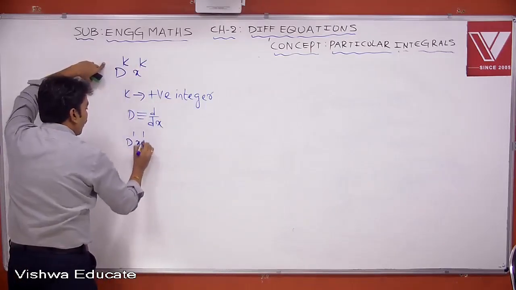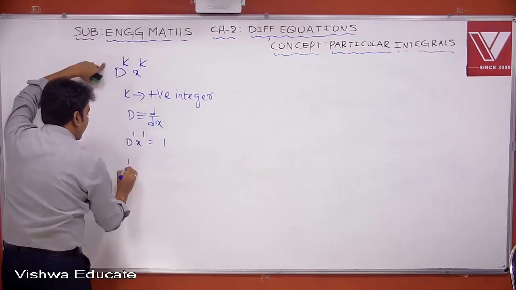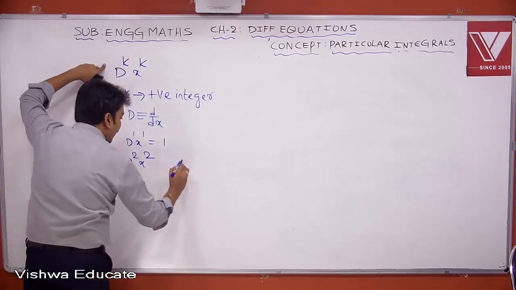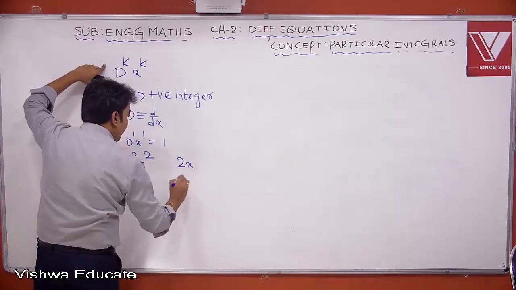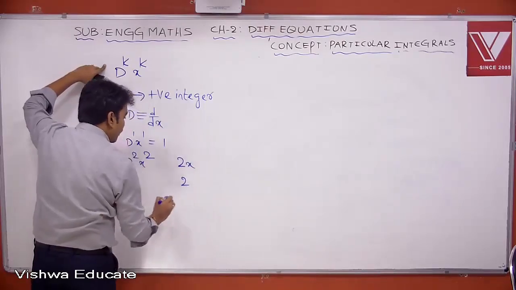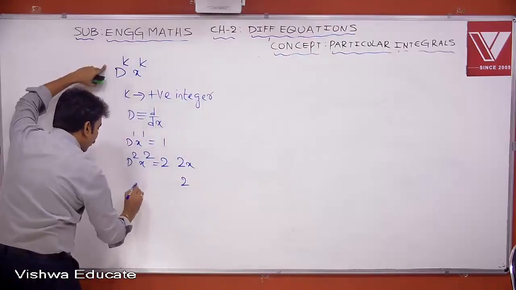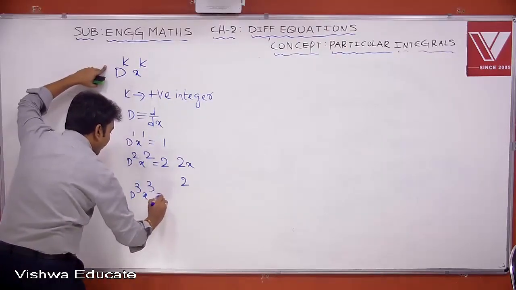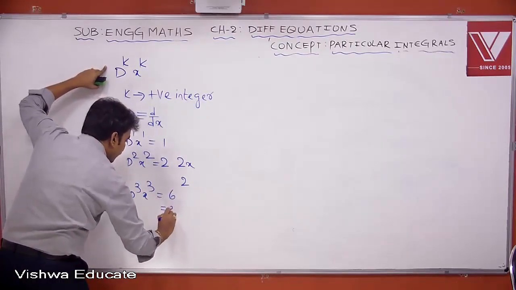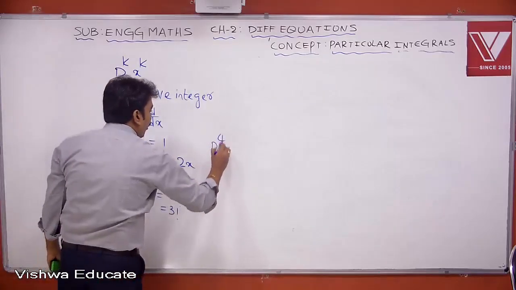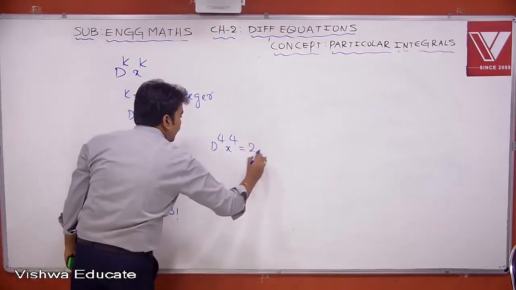Suppose when you want D power 1 of x power 1, this is 1. D square of x square: when you differentiate x square one time, the result is 2x. When you differentiate this another time, the result is 2. So D square x square equal to 2. Similarly, D cube x cube gives 6, which is 3 factorial. D power 4 of x power 4 gives 24.